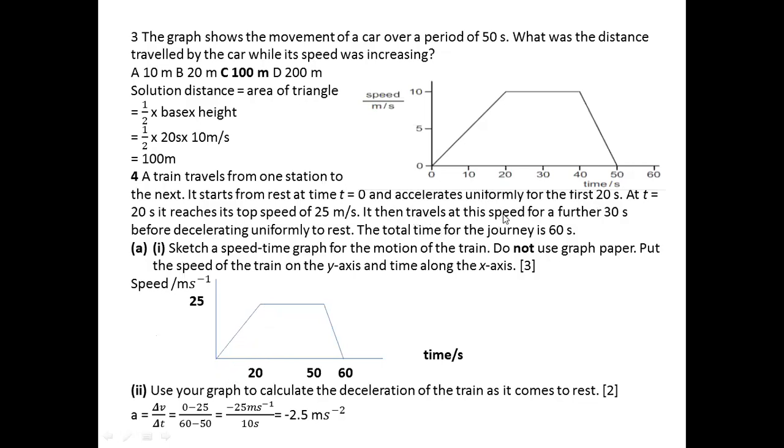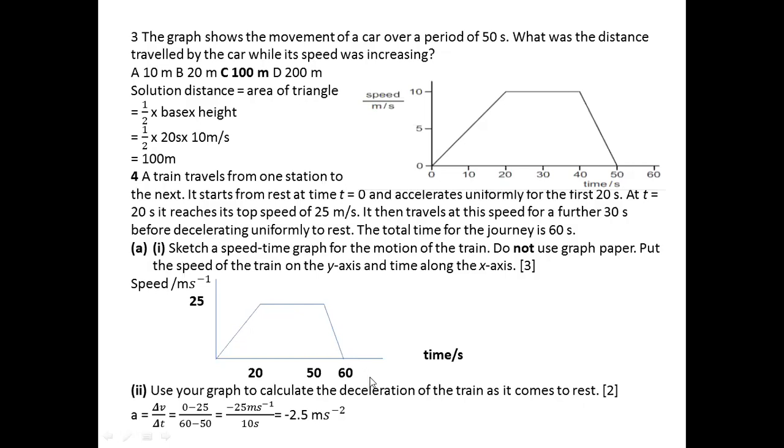After that, it travels with this speed, that is, with the constant value of 25 meters per second, for a further 30 seconds. Further 30 seconds means what? 50 seconds. Total time becomes 50. From 20 to 50 seconds, we show a constant speed of 25 meters per second. Then it decelerates uniformly to rest. So what is the shape of deceleration? We have again a straight line, and it starts from 25 meters per second at time 50 seconds and ends at 60 seconds when the speed becomes zero. So this is the shape of the graph.